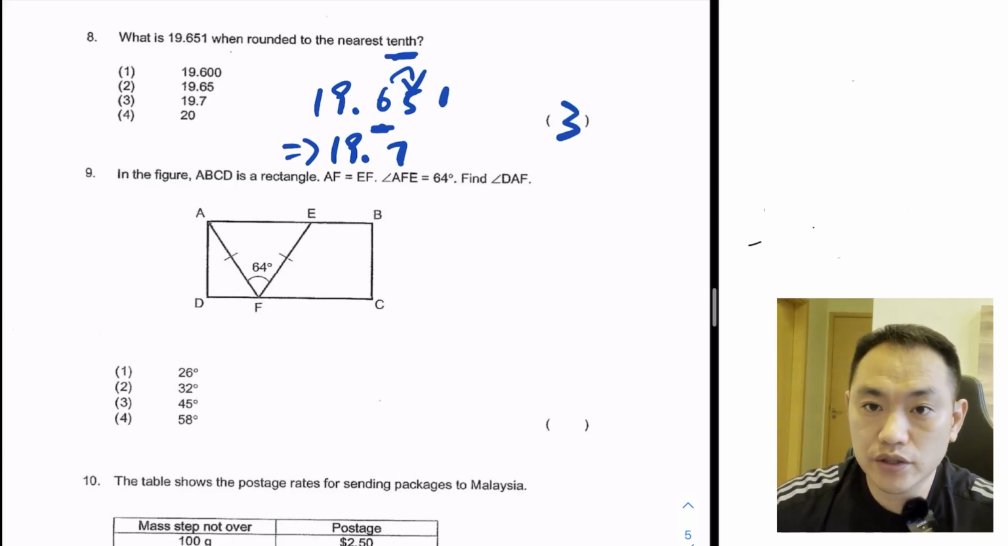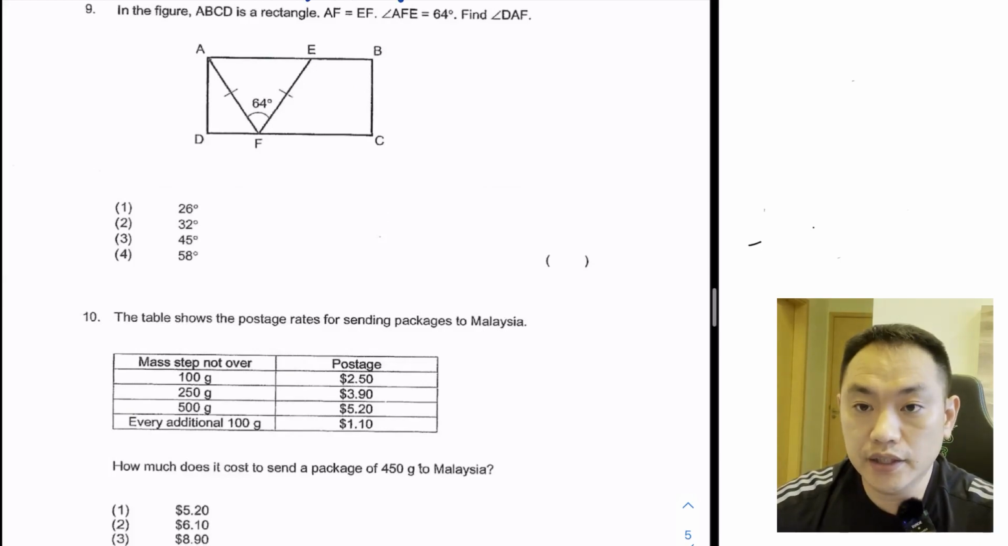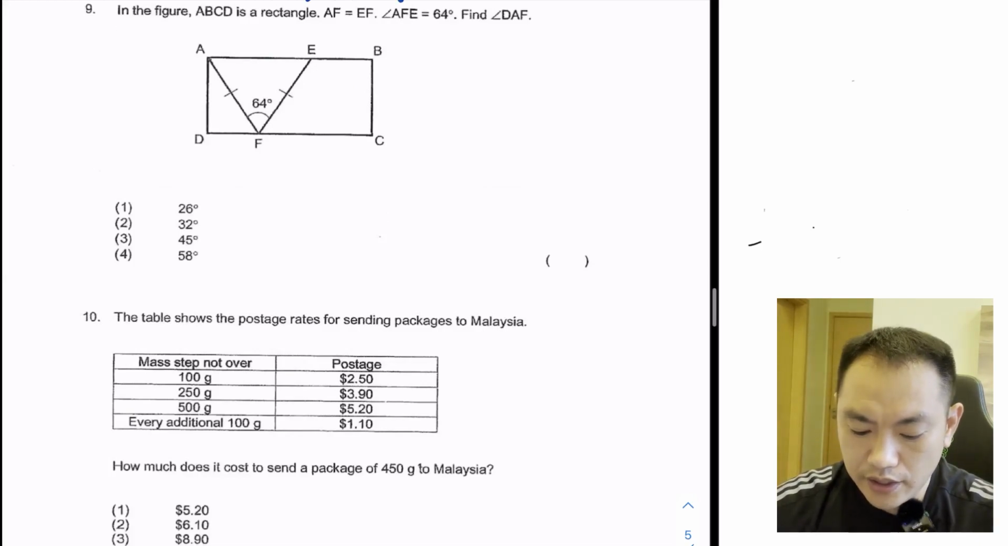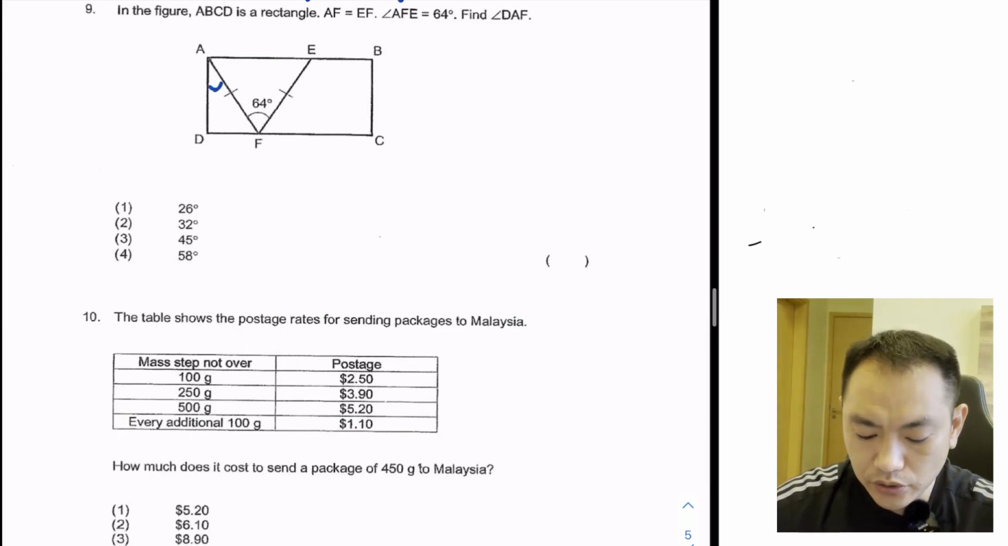Let's move to the next question. Question number 9. In the figure, ABCD is a rectangle. AF equals EF, which is labelled in the picture. And the angle AFE is 64 degrees. Find the angle DAF. Basically you want to find the angle here. So AF equals FE.